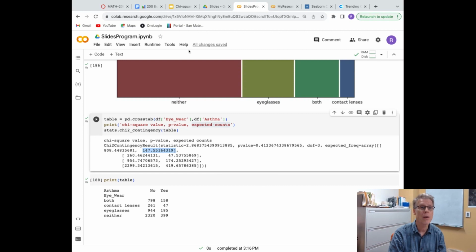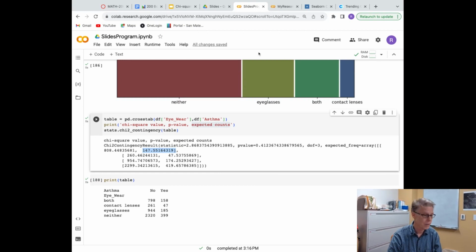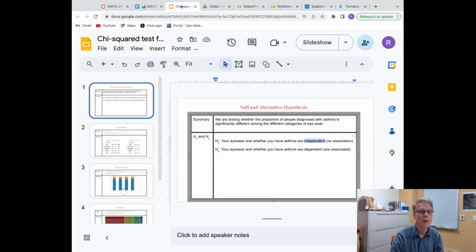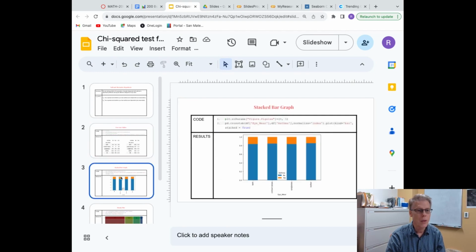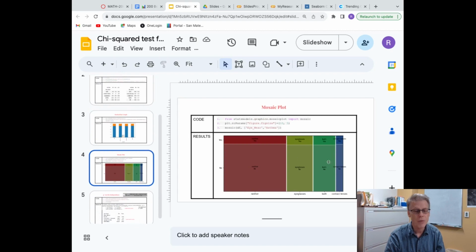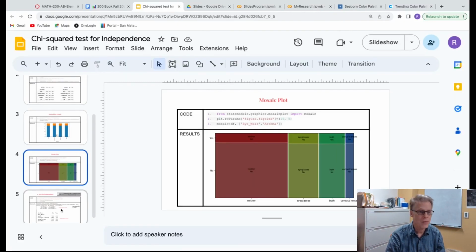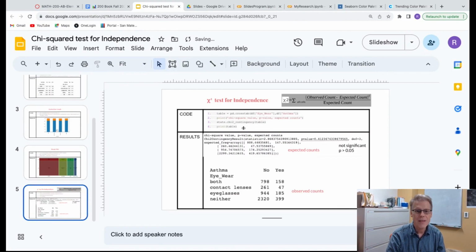So I'm going to go over to the slide, and I know this is turning into a monster video. It's by far the record so far. So in the second slide, I put those two two-way tables that we started with. In the third slide, I've got the stacked bar graph. In the fourth slide, I've got the mosaic plot. And in the fifth slide, I've got this output as well as this table.